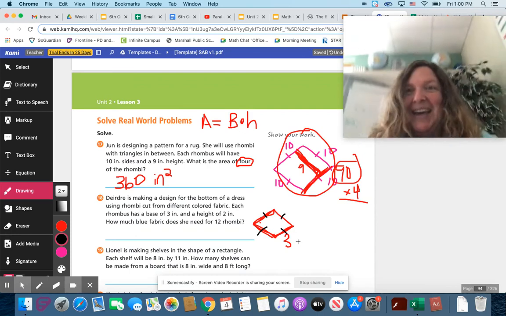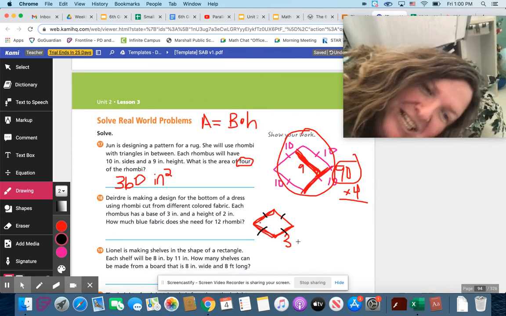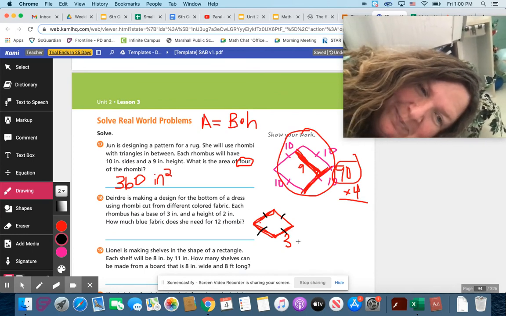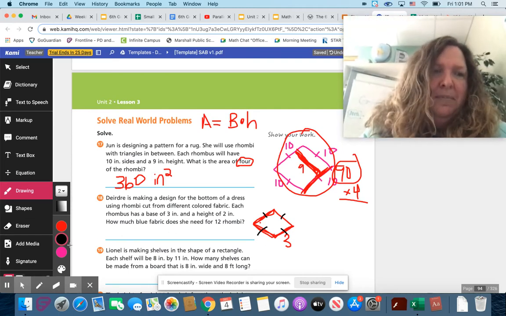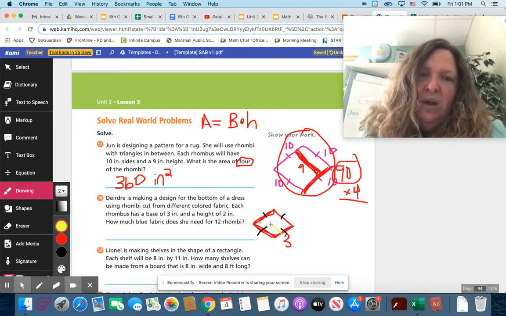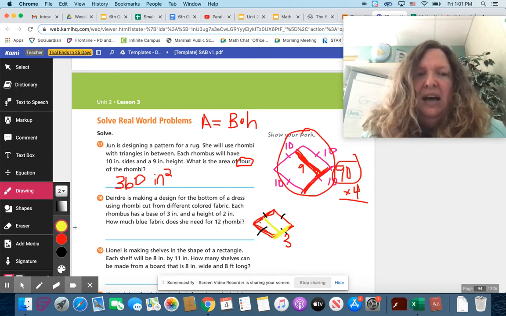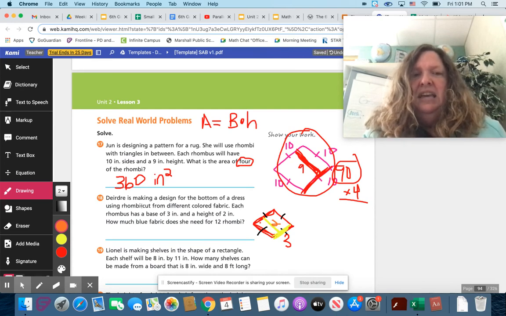The height, again, you can turn your paper so that you can draw the height perpendicular to one of the bases. Maybe you just drew it like that, but if you didn't, do what I'm doing. Turn your paper and draw the height from one of the bases to the other one. It has to be perpendicular. There we go. So the height is 2. You got it. Now, each rhombus has a base of 3 inches and a height of 2 inches.